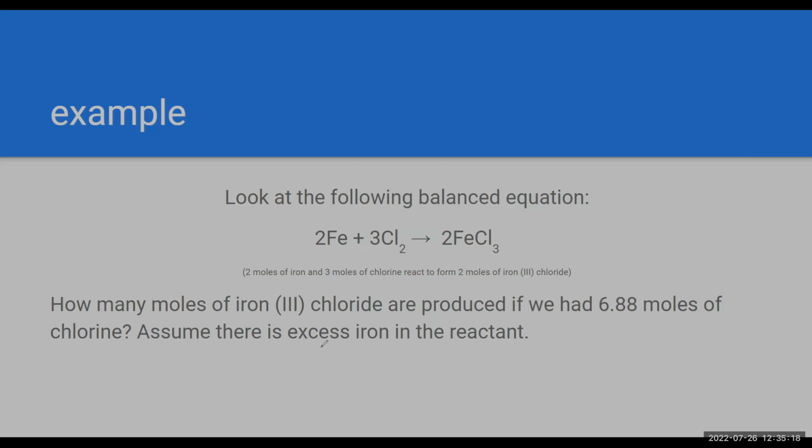All right, so we start with 6.88 moles of chlorine. So I'm going to use that as our given.